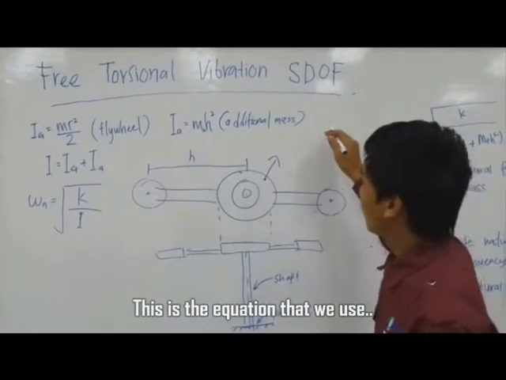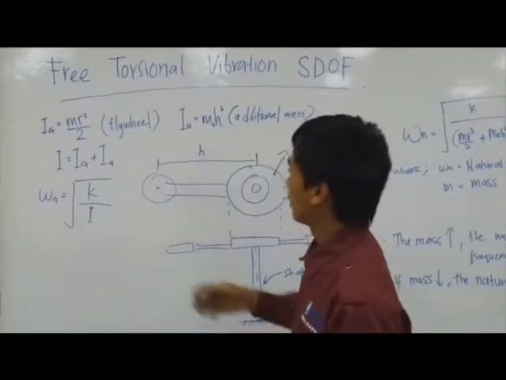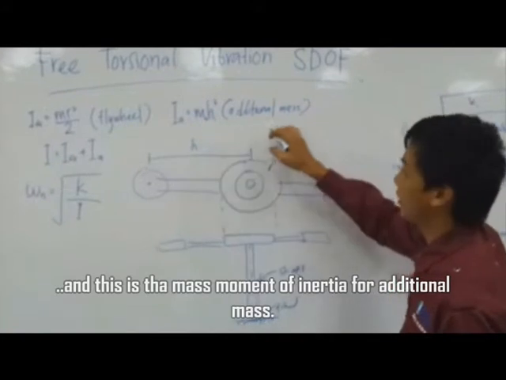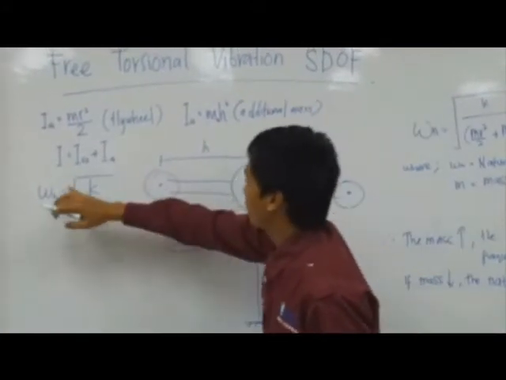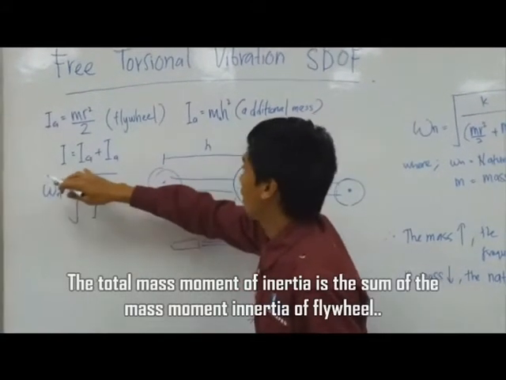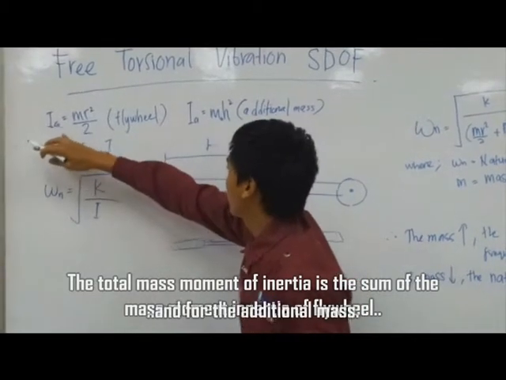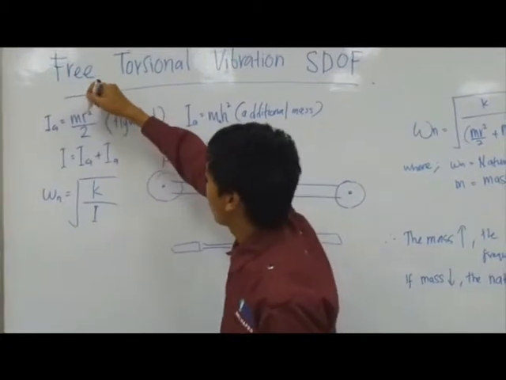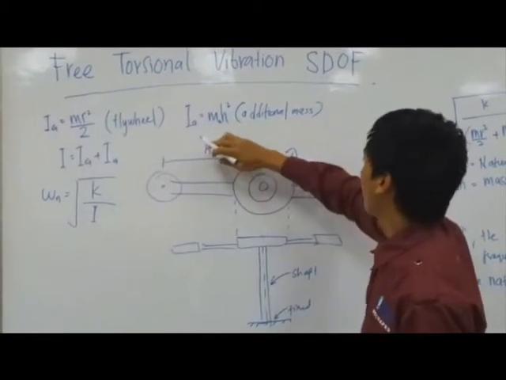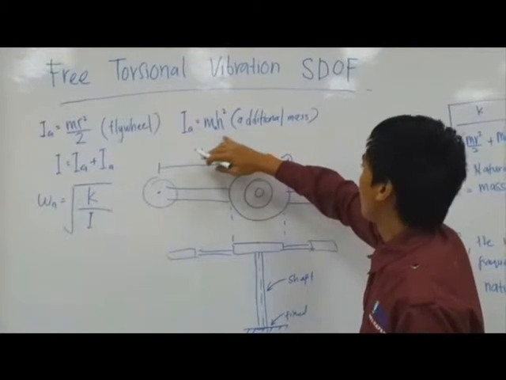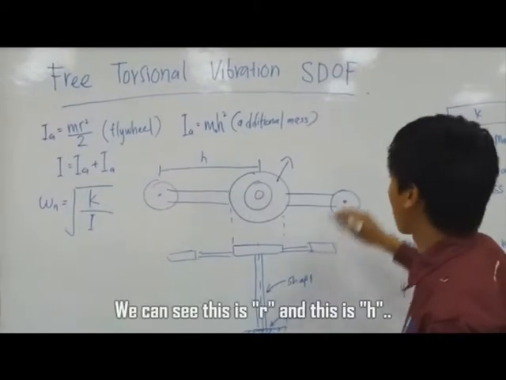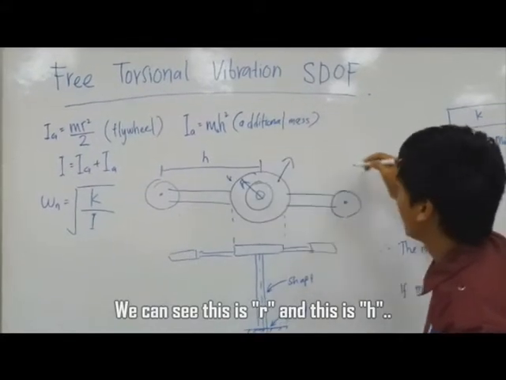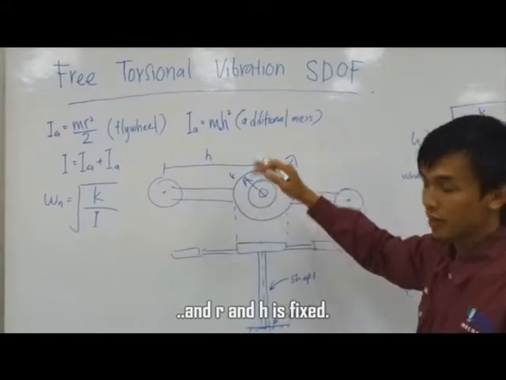This is the equation that we use. This is the moment of inertia for the flywheel and this is the moment of inertia for the additional mass. The total moment of inertia is the moment of inertia of the flywheel plus that of the additional mass. This is the equation mr squared over 2, and this is the additional mass equation ma h squared. We can see this is r and this is h. R and h are fixed.